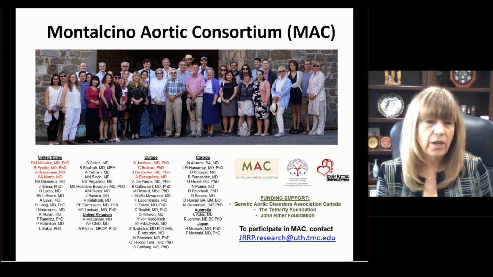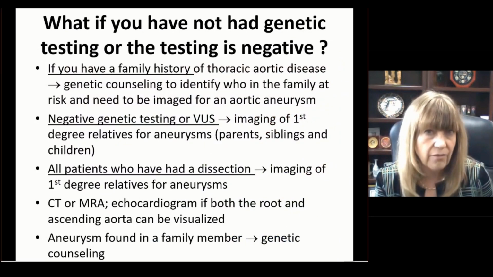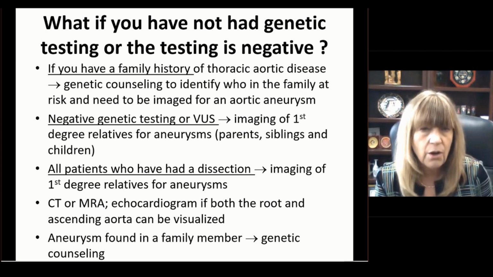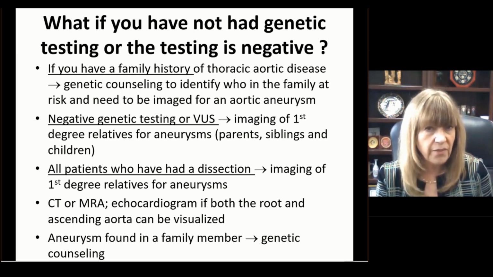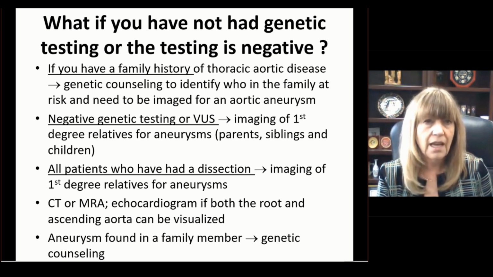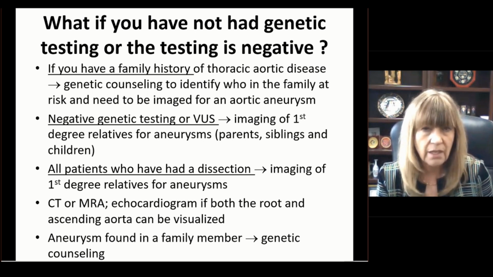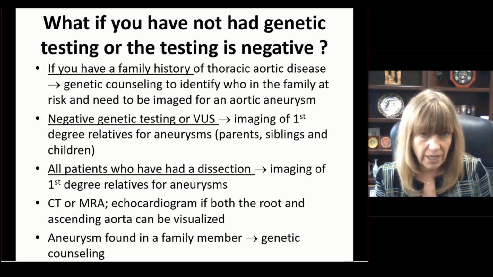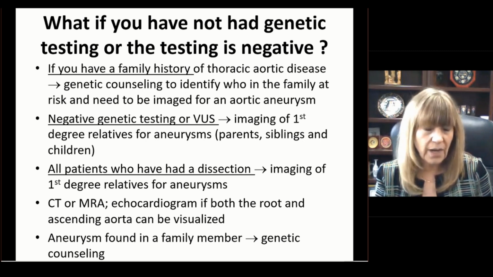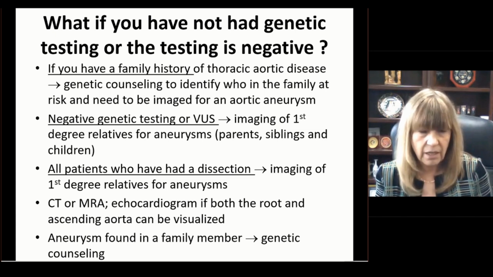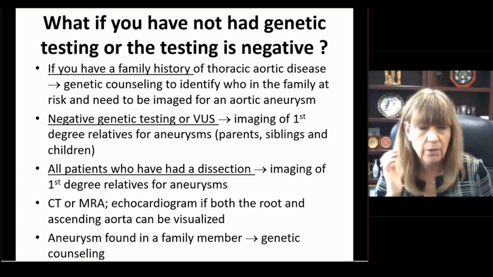And then finally, I want to talk about what if you have not had genetic testing or the testing is negative. And this is probably the most important part of this talk. If you have a family history of thoracic aortic disease and negative testing, you need genetic counseling to identify who in the family is at risk, and those individuals need to be imaged for an aortic aneurysm. We don't need the actual gene to prevent dissections in family members once we know that the risk for aneurysms and dissection is running in a family. We just need to do the imaging of everybody at risk.